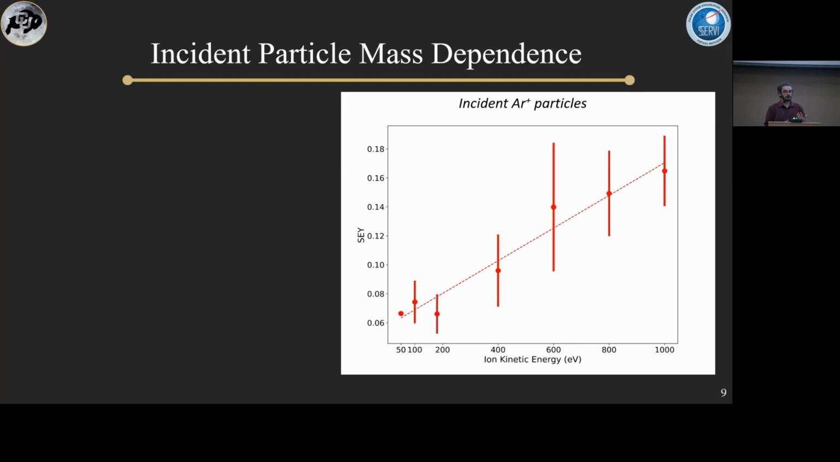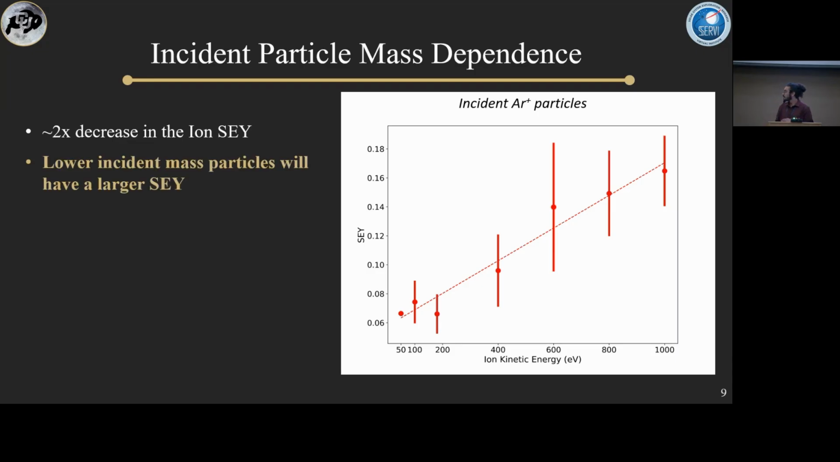In order to extrapolate our results to something more like the solar wind, we decided to test the mass dependence of the incident ions and see how that influences the secondary electron yield. So we repeated the same process, but now with incident argon particles. They're heavier. What you can see is that there's about a 2 times decrease in the ion secondary electron yield compared to the nitrogen case. What this implies is that lower incident mass particles will have a higher secondary electron yield.